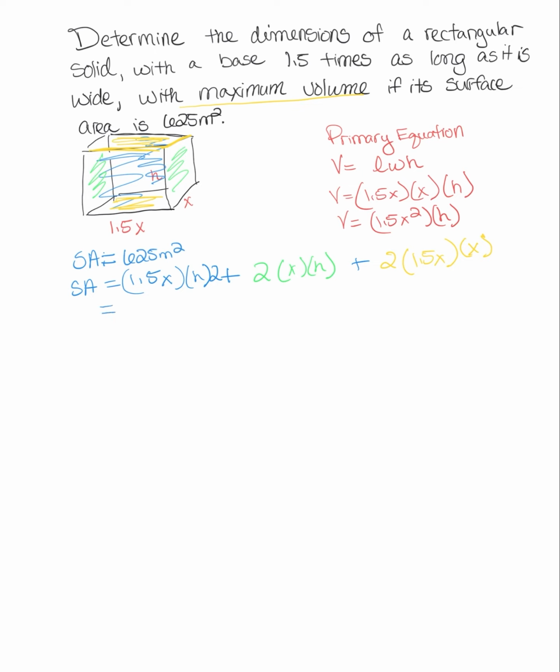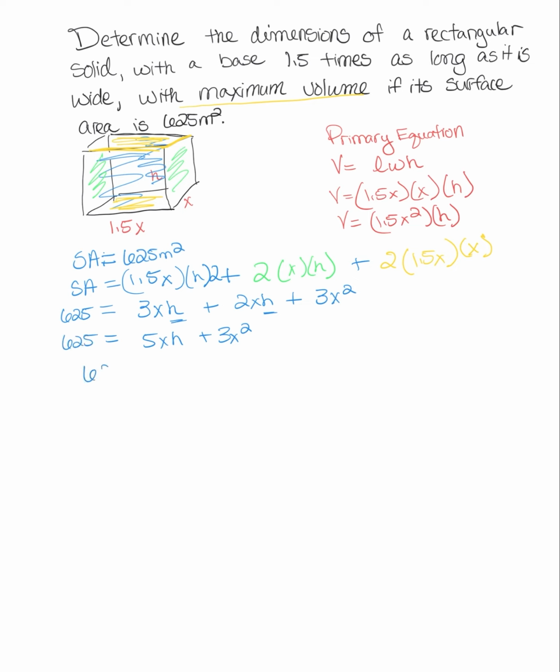So we have 2 times 1.5, which is going to be 3xh plus 2xh plus 3x squared. And we know surface area is equal to 625. Well, what are we trying to find here? We are trying to find h. So let's combine like terms. So we have 5xh plus 3x squared equals 625.